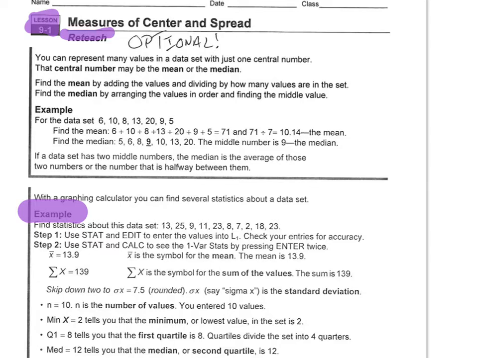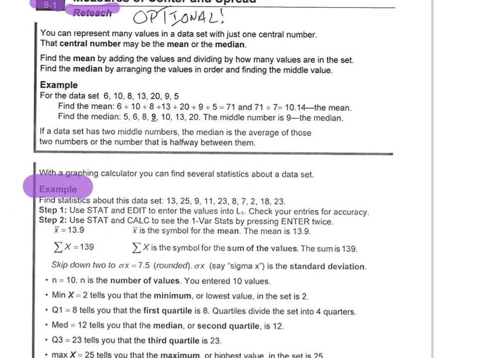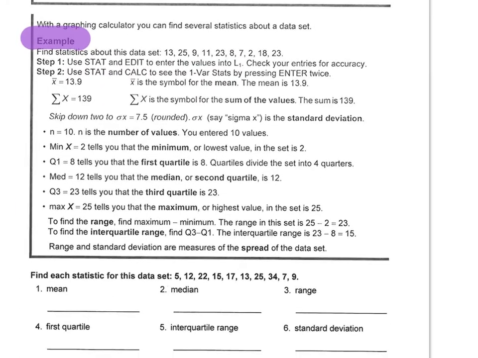If you look at the reteach handout from lesson 9.1, you go to the bottom, there are step-by-step instructions on how to use your computer to find the mean, the median, first quartile, third quartile, as well as the standard deviation. Gives you pretty much everything but the interquartile range, as well as the range. I'm pretty sure at this point you can do those on your own.